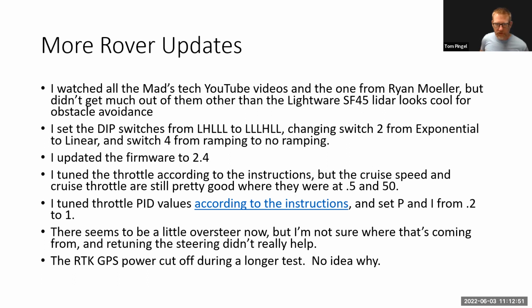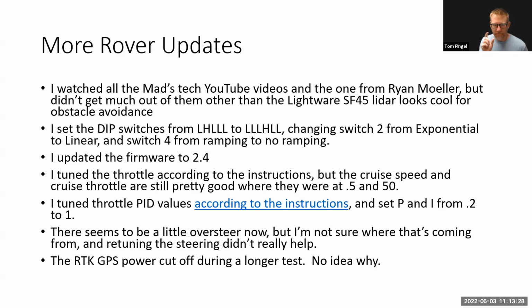I set the dip switches on the thing: low is down, high is up. Low, high, low, low. I'm missing one. I'm not sure why, there should be 6 of those there. Anyway, I changed switch 2 from exponential to linear to smooth out the acceleration, and I changed switch 4 from ramping to no ramping. What I was trying to do is to get it to be under a little bit more control when you drive it.